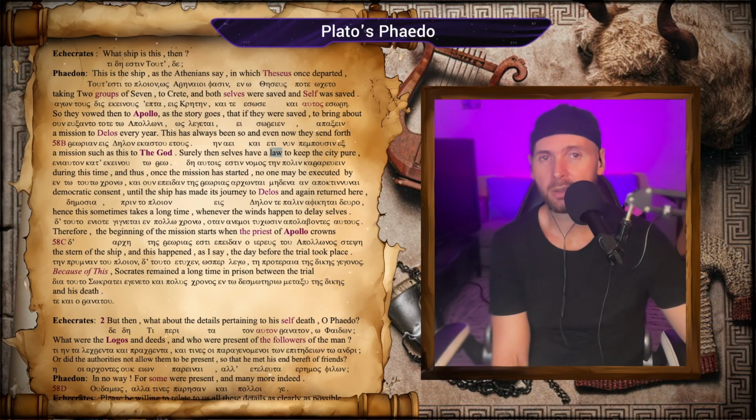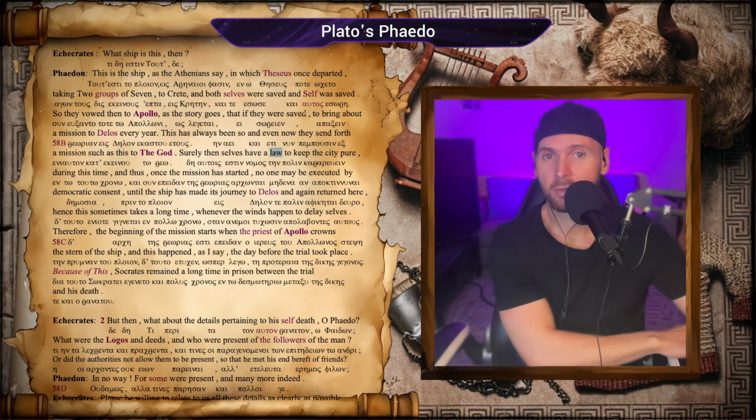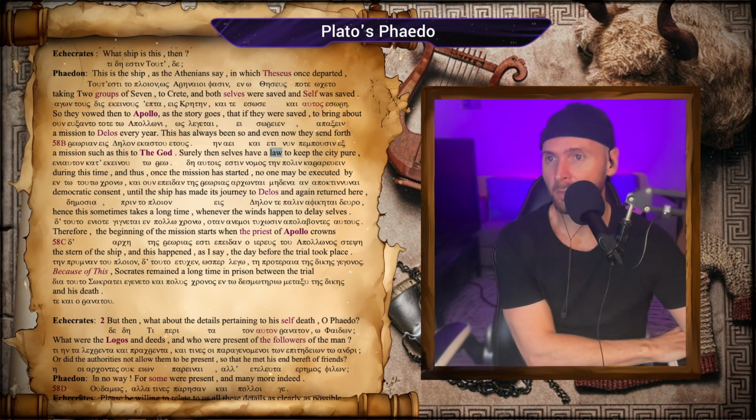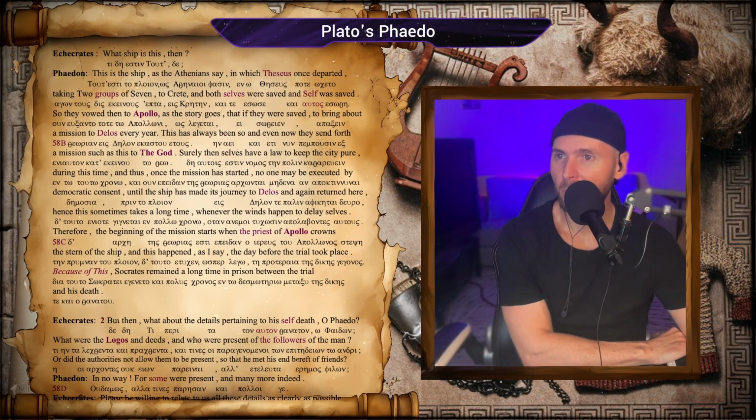Surely then, selves have a law to keep. So law is significant, of course, in philosophy. If you're into the Republic, you recognize the significance of laws as a metaphor for fundamental principles we have to adhere to in our own lives to balance our own soul. Right? The Republic is about how to order the soul. And they talk a lot about laws in the beginning of the Republic. But we're not in the Republic, so we'll keep going.